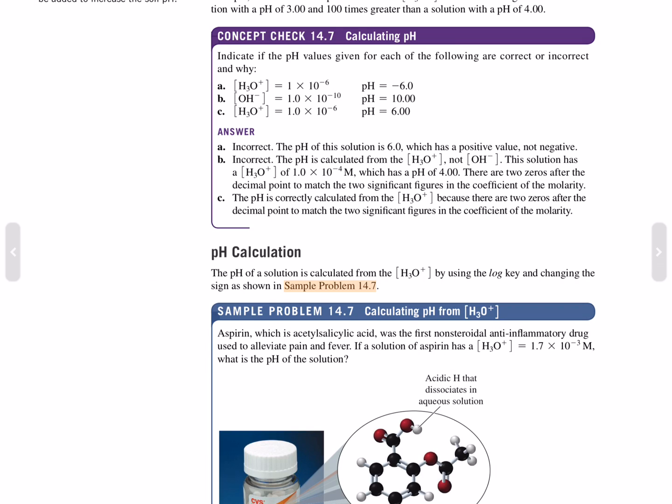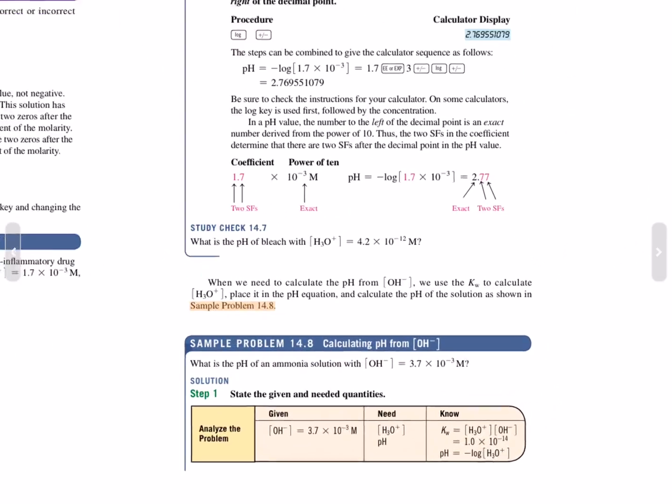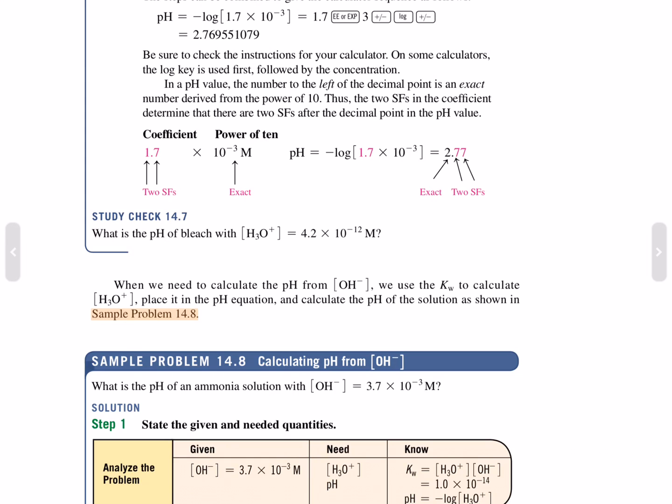pH calculation. The pH of a solution is calculated from the concentration of hydronium using the log key and changing the sign, as shown in problem 14.7. When we need to calculate the pH from the hydroxide, we use the K sub W to calculate the hydronium concentration, place it in the pH equation, and calculate the pH as shown in practice problem 14.8.